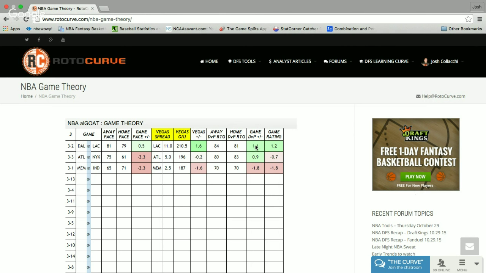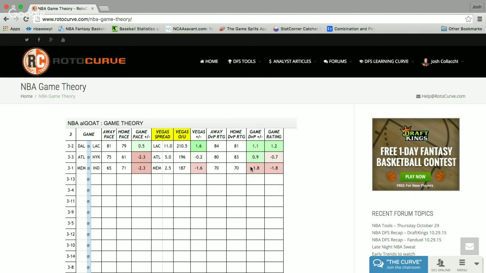The next column is this game DVP plus minus, which takes the average of the DVPs, which we just decided, plus or minus the average of all the DVPs in the NBA. So these top 2 games have a plus DVP rating, and this game has a minus. And if you remember from the last tool, Memphis and Indiana had 2 of the lowest DVPs, which means they're very good defensive teams.